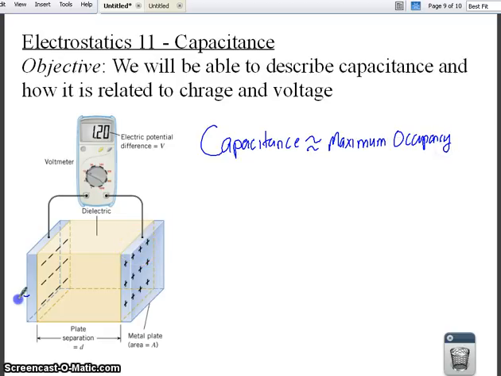If we connect this to a battery, which is not shown here, this battery will remove electrons. This is the positive side, positive, negative. This battery is going to remove electrons from one side and put them on the other.